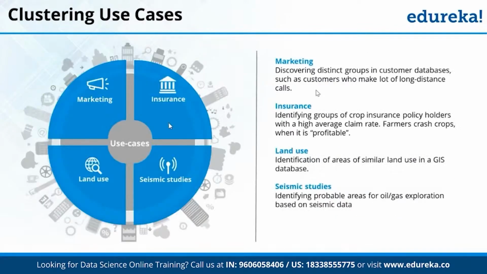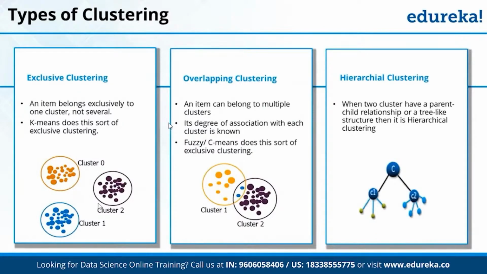Types of clustering, as we discussed: k-means is an exclusive cluster. We create clusters that will be separate altogether. I have cluster 0, cluster 1, cluster 2. It's altogether a separate cluster. There is no overlap between the customers. So an item belongs exclusively to one cluster, not several. K-means does this sort of exclusive clustering.